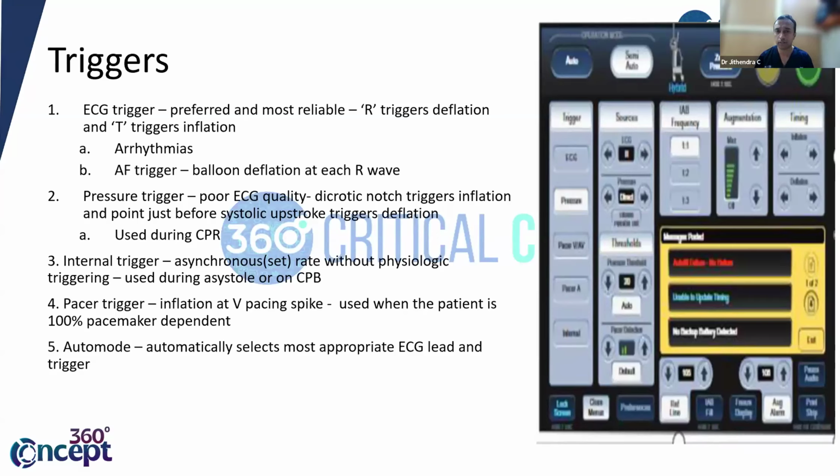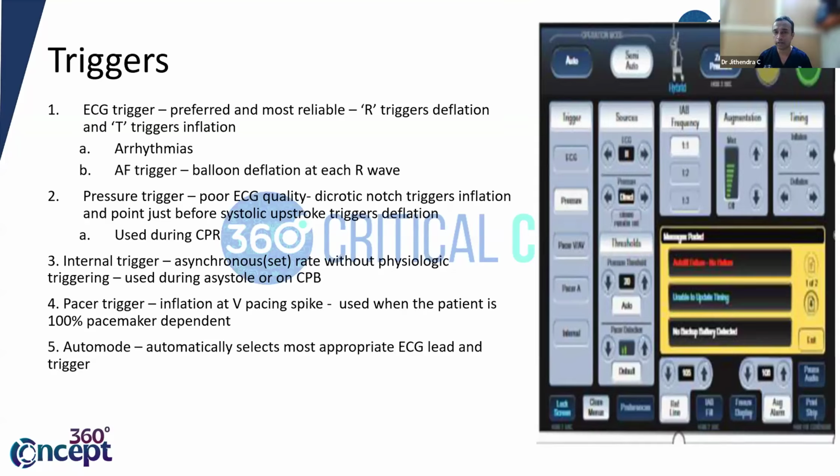The next commonly used trigger is the pressure trigger. I told you if there are some tachyarrhythmias, sometimes you can change the trigger to pressure trigger and time it there. We consider it whenever there is poor ECG quality. Sometimes you have a very sweaty chest or hairy chest, or your ECGs are not picking, or there is significant pericardial effusion and the amplitudes are very, very small. That is when you'll consider using your pressure trigger. Most commonly, whenever the ECG trigger is not working, that is when you go with the pressure trigger.